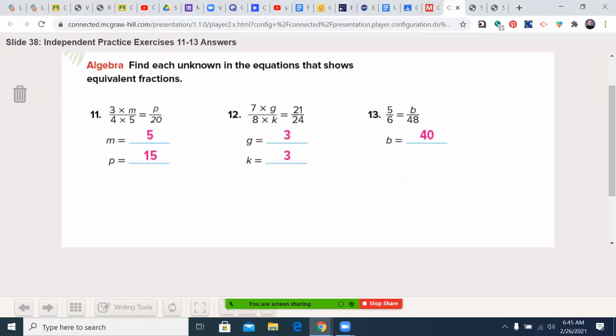All right. So how many times did 8 go into 24? 3 times. And if I multiplied 8 times 3 to get to 24, I'd have to go 7 times 3 to get to 21. Over here, 5/6. 6 goes into 48 8 times, so I have to multiply the top by 8. 5 times 8 is 40.